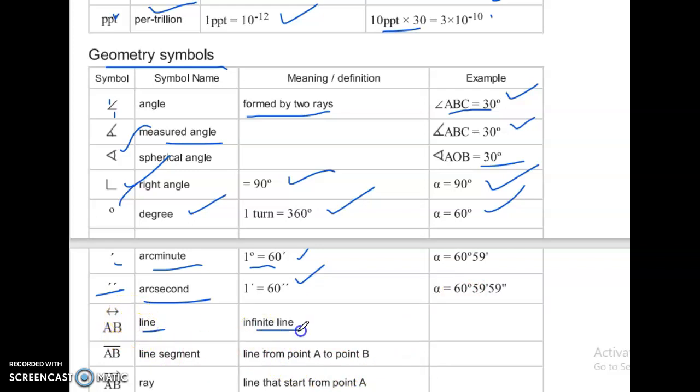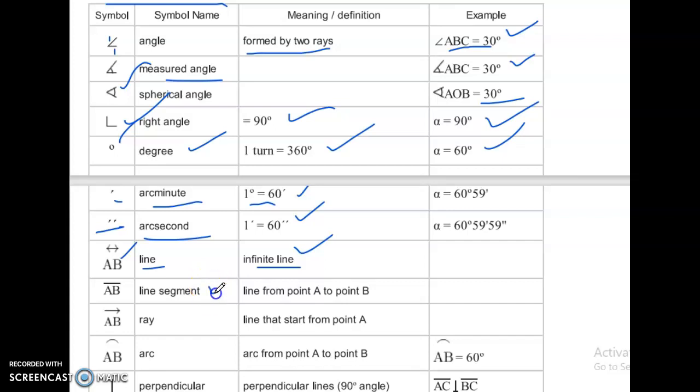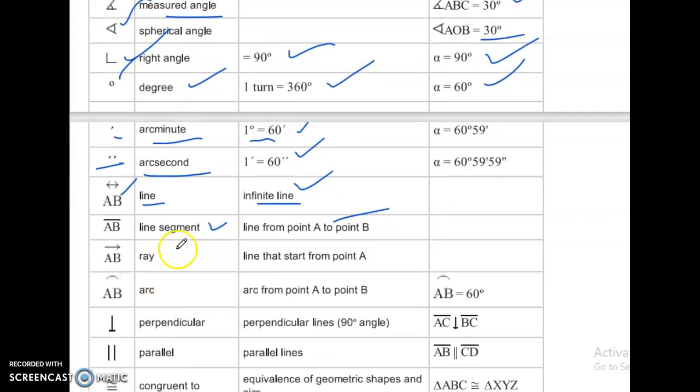Line: infinite line AB. Line segment: line from point A to point B. Ray: line that starts from point A, ray AB. Arc: arc AB, arc from point A to point B. Arc AB equal to 60 degrees.